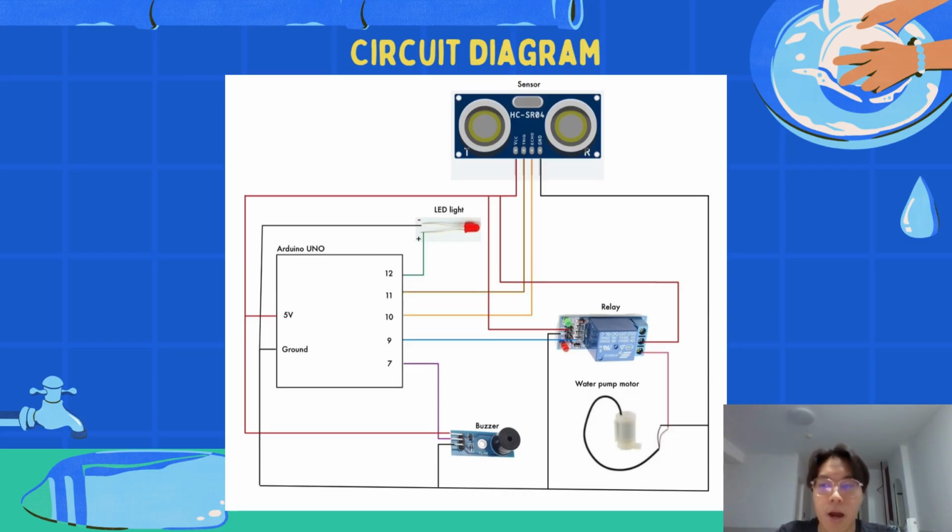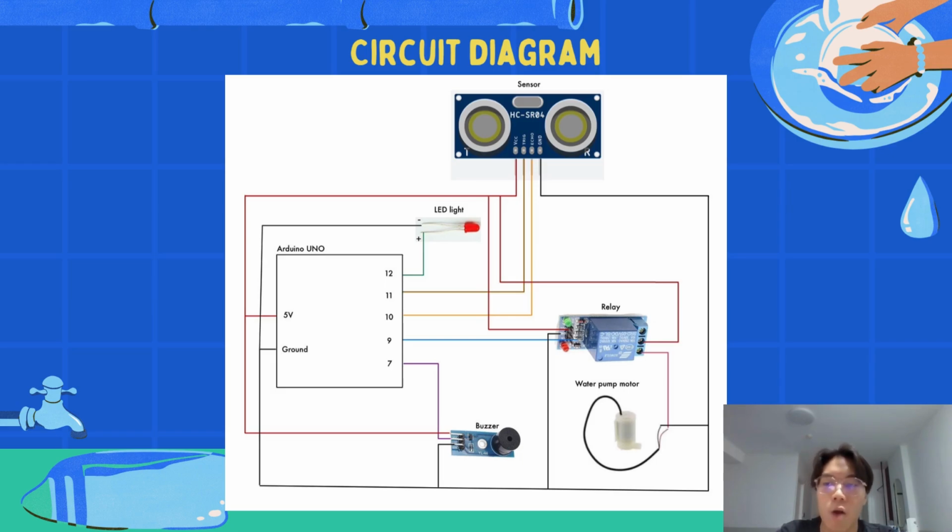The second part is the water pump and relay module. The water pump uses more power than the Arduino can give directly, so we use a relay module to safely control it. The Arduino sends a signal to the relay, and the relay turns the pump on or off using an external power source. The relay is connected to pin 9 on the Arduino.